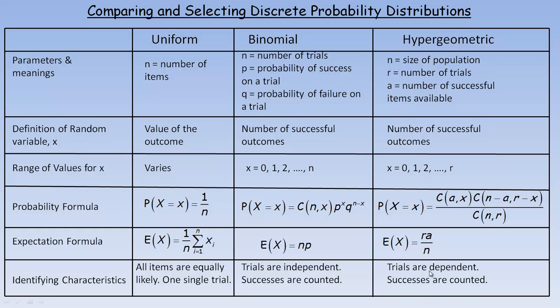So that's the main difference between the binomial and hypergeometric. Trials are independent. P stays constant from trial to trial. Here the trials are dependent because you're sampling without replacement, so your probability of success changes from trial to trial. And that's the end of the video.